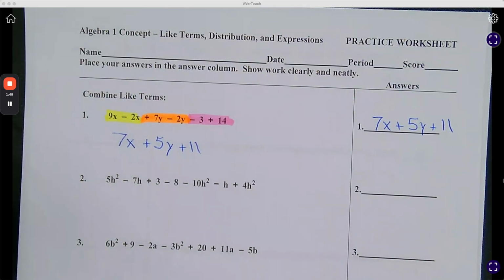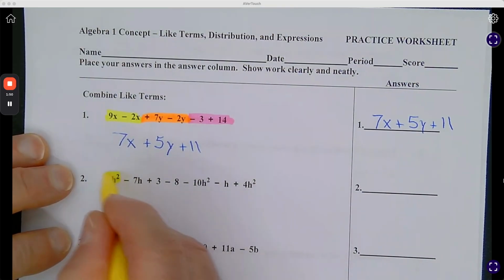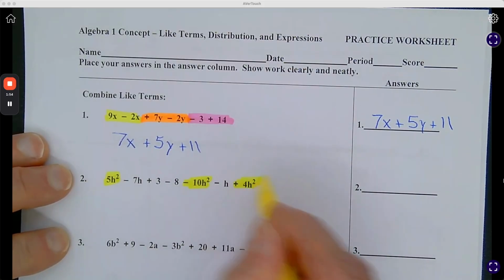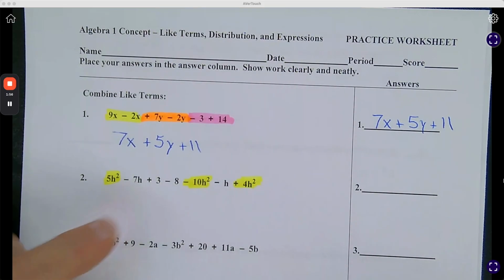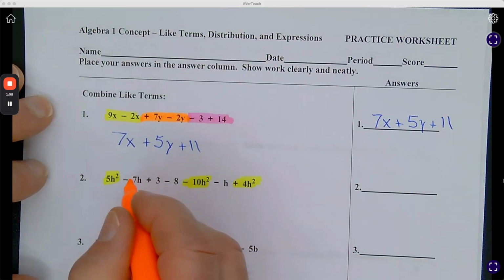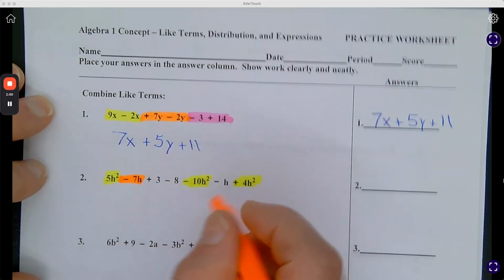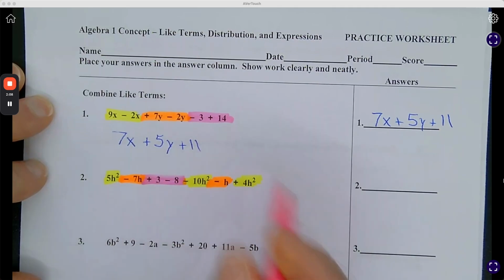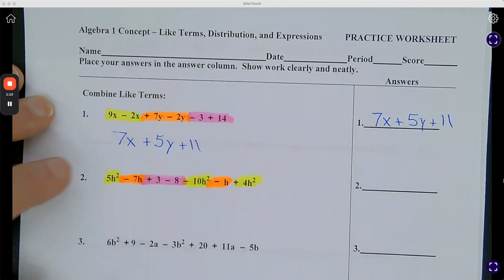Here's some 5h's squared right here. Here's some negative 10h's squared, and here's some positive 4h's squared. Notice how I did not highlight the h's with my h's squared, because the exponents aren't the same. Also notice how I always take the operation that's in front of that term with it. Okay, let's combine some like terms.